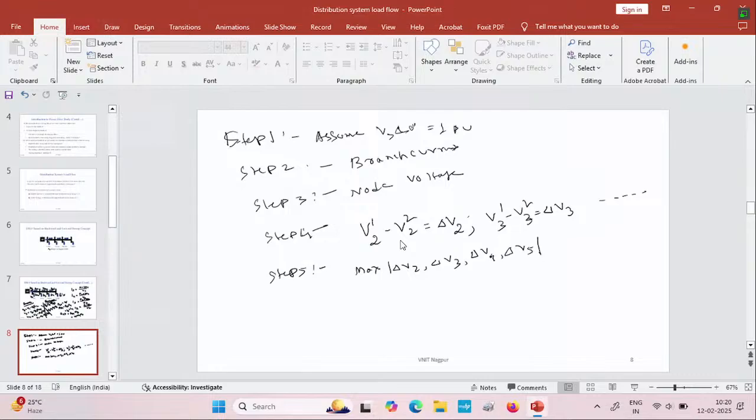If this maximum value is less than the tolerance value, then we will stop the iteration. We identify whether max of del V is less than the tolerance value or not. So initially we have to define this tolerance value earlier, and if we are able to achieve it, then with the value less than the tolerance, we will stop the iteration and take whatever node voltages we have obtained.